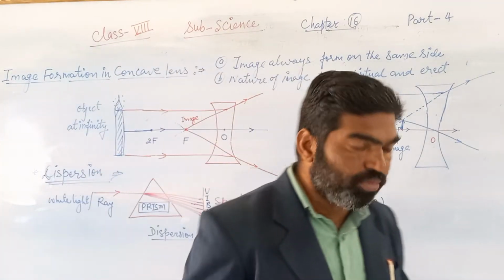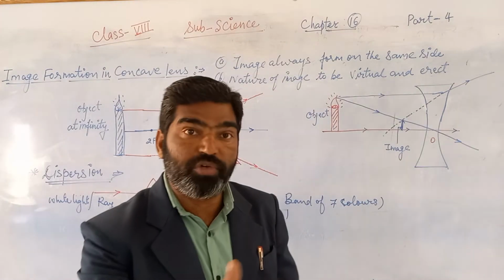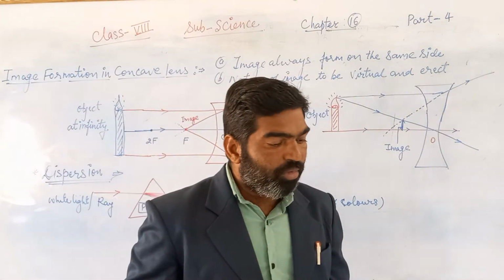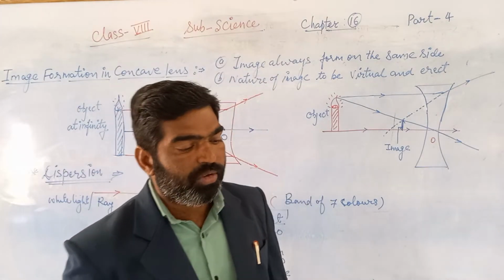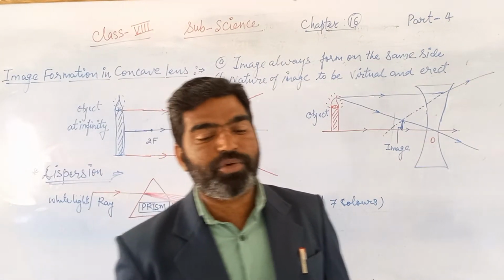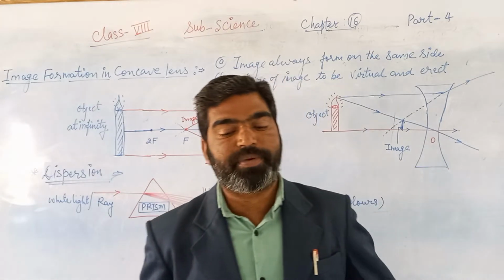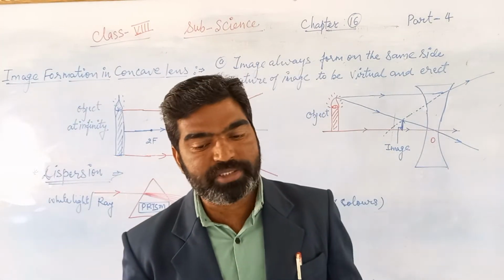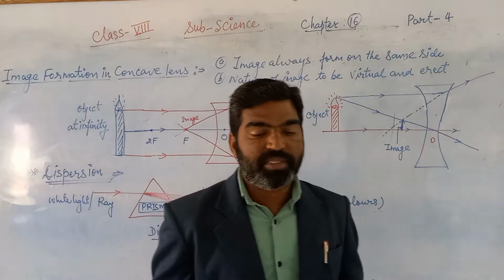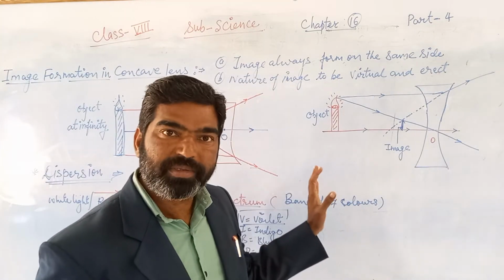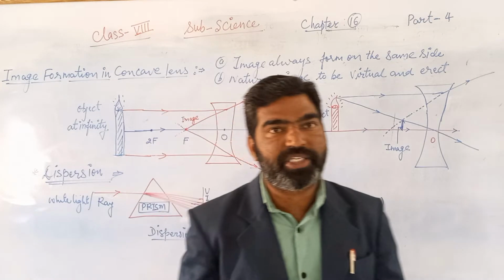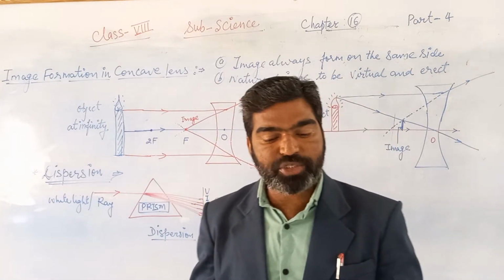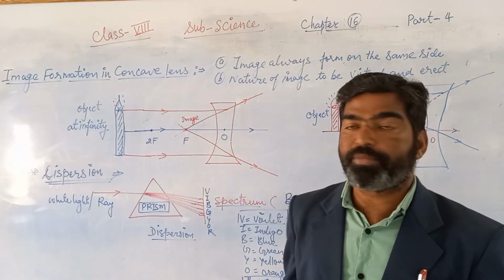Now you see in your textbook the page number 196. Just we go through this textbook so we can understand more about these things. So in the previous class you have studied about the phenomenon of dispersion, means the splitting of white light into the 7 constituent colors. So actually the white light or the sunlight is made up of the 7 different colors.